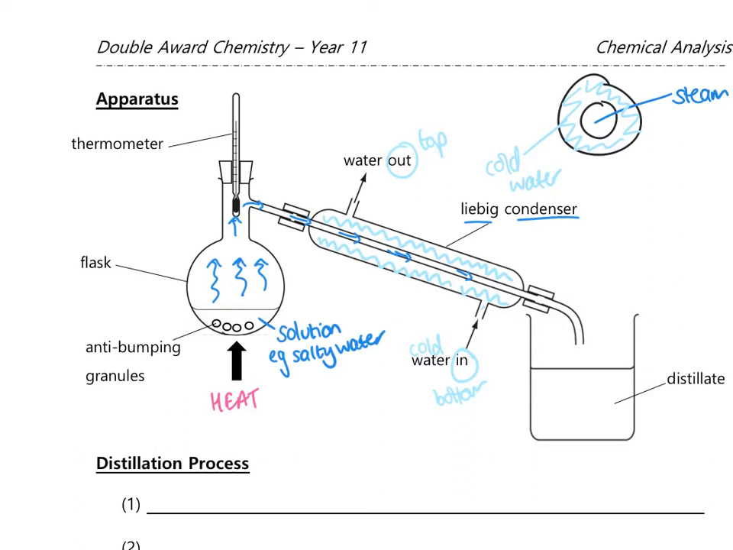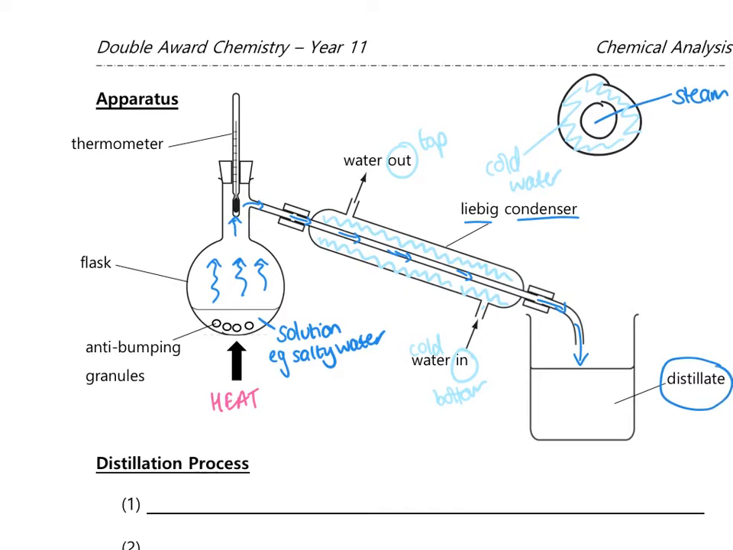Remember, condensation is the change of state from a gas back to a liquid. So we want this condenser to be nice and cold so that the steam cools down and changes back into a liquid. And then what will happen is eventually the steam has cooled down, it's formed water, and the water passes through into a beaker or whatever flask we've used to collect it.